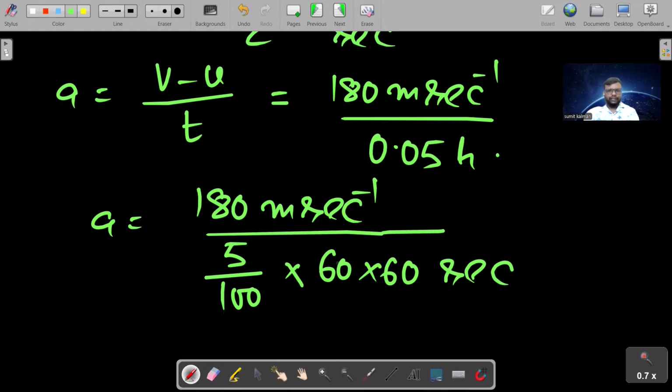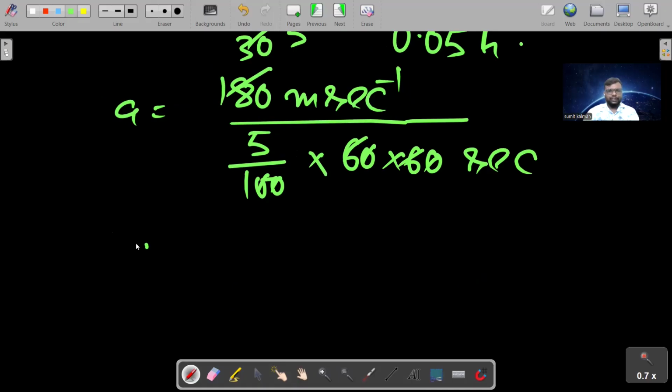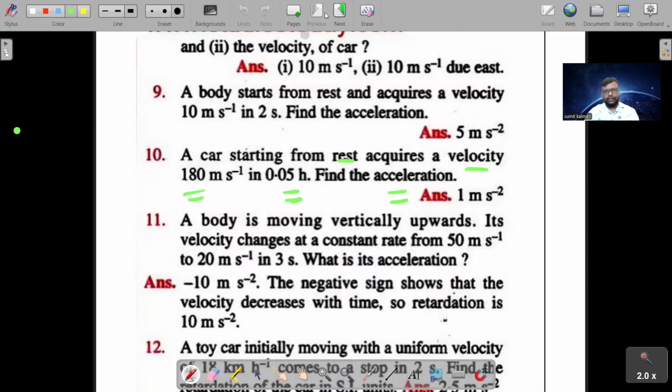Now, friends, calculate it. In this way, you have to do the calculation. I'm just showing you the trick for easier calculation. 180, and 6 fives are 30. So, students, it will be how much? 5 upon 5, and 5 upon 5 will be how much? 1. So here you will get 1 meter per second square. I hope the answer is matched. Yes, 1 meter per second square.